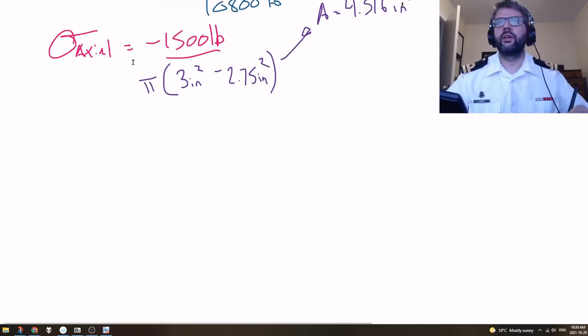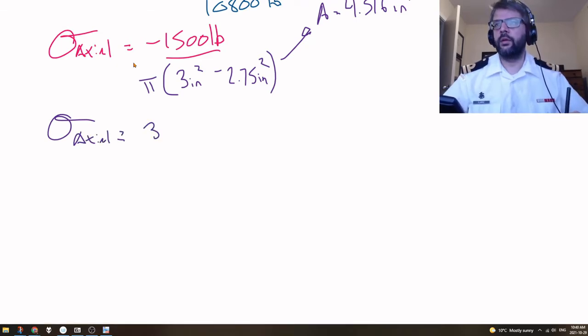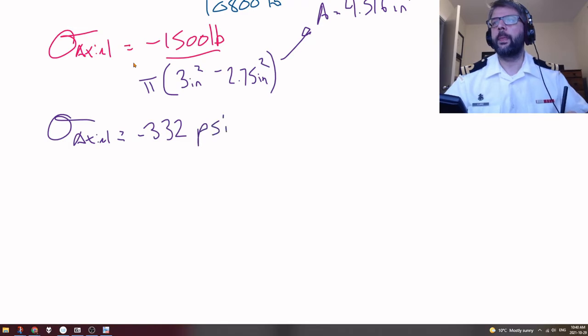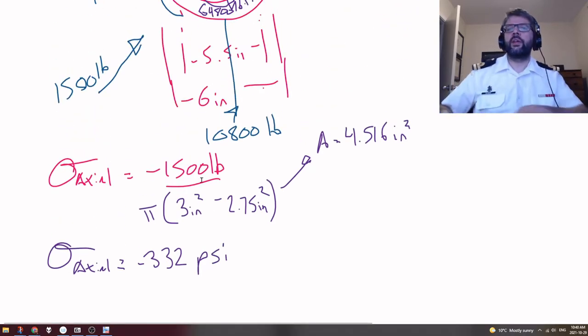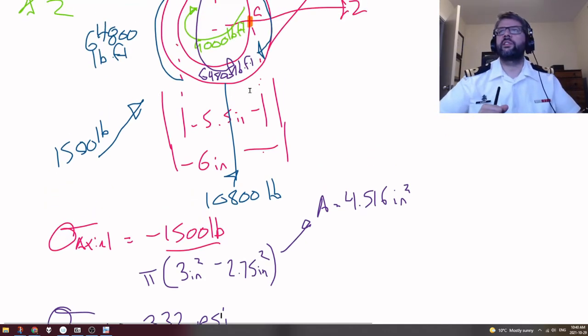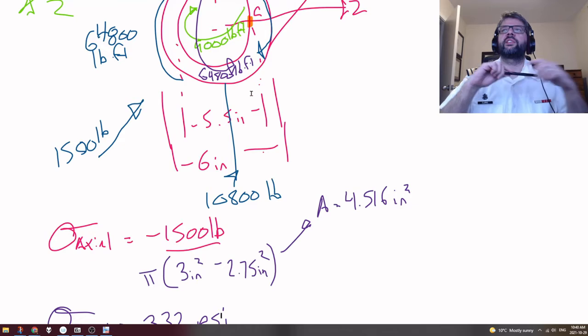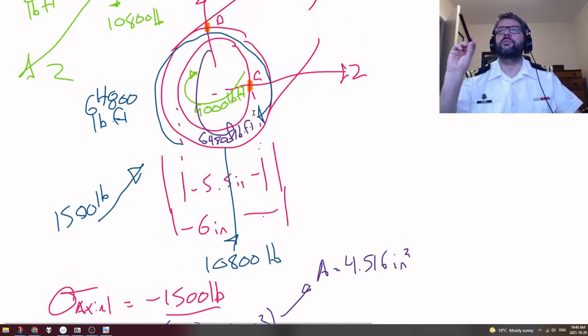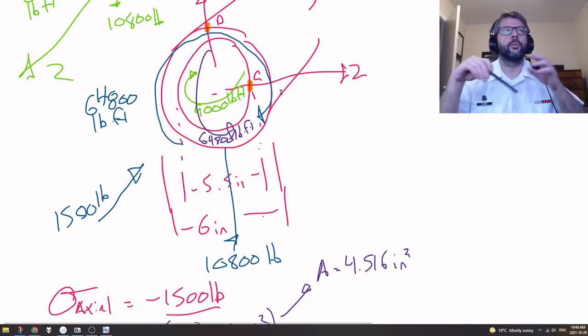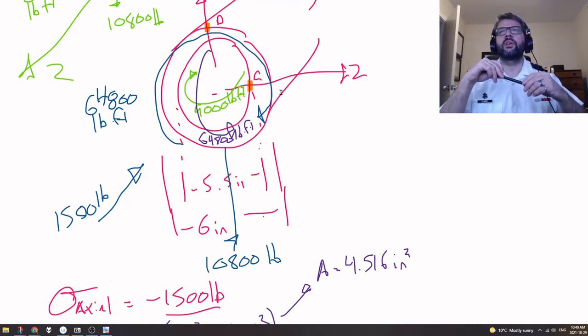So the 1,500 divided by that will give us negative 332 psi, negative because it's compressive. So that'll be our compressive stress, which basically gets added to the normal stress in the x direction at both points C and D. There are going to be other things that affect our normal stress at those points, but that value needs to be added to both of those when we figure out the total amount.